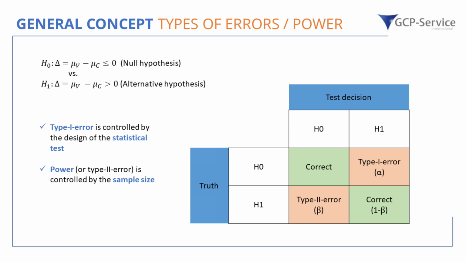And this type of error is more important. All statistical tests are designed so that the type 1 error is controlled. There could also be a second type of error, and this is the so-called type 2 error. And this is when in reality there is a positive treatment effect, but the test said we should accept the null hypothesis, and therefore this is a wrong decision. And that means that although there is a positive treatment effect, the treatment will not come to the market.